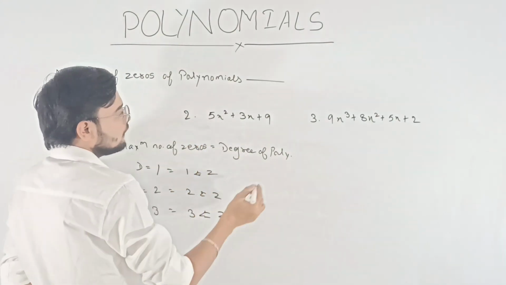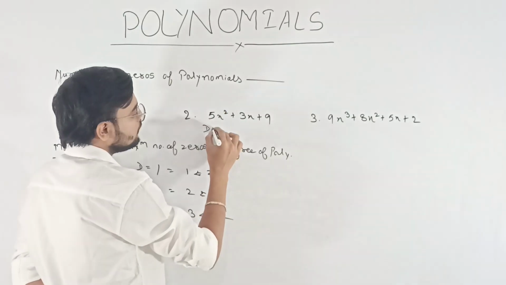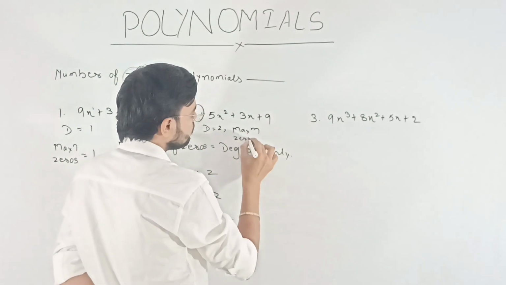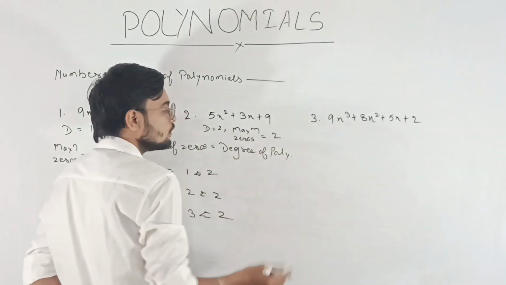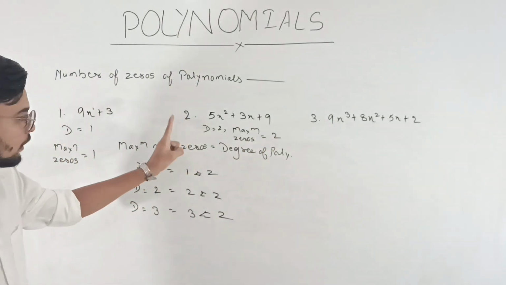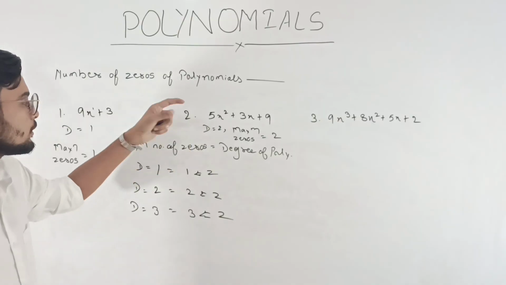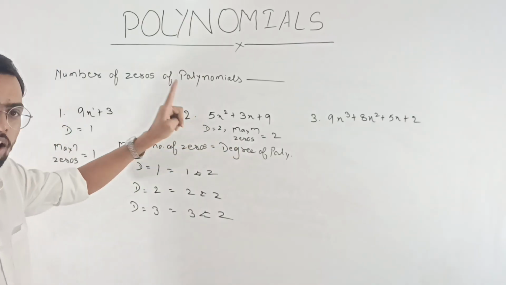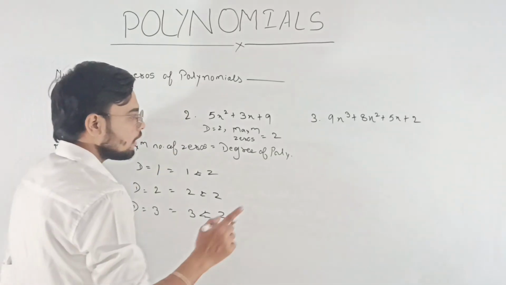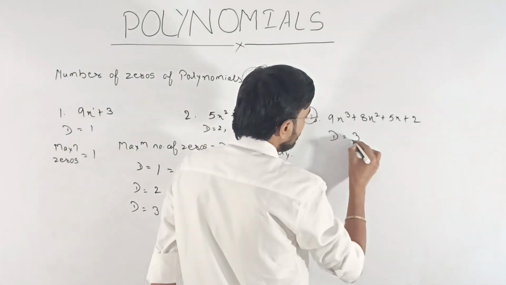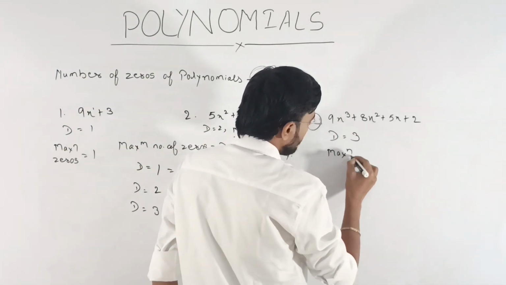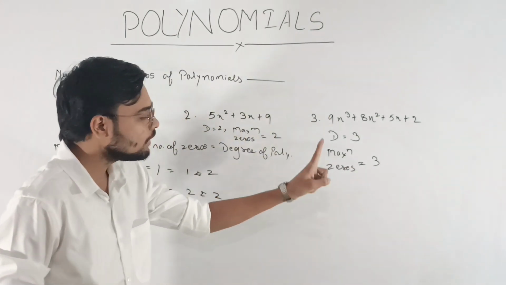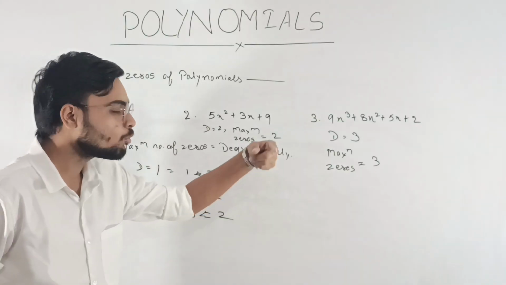Now look at this polynomial. Degree is 2. Highest power is 2, so degree is 2. Then maximum zeros is equal to 2. This polynomial has 1 zero or 2 zeros, maximum 2. This polynomial does not have 3 zeros. Why? Because the maximum number of zeros is 2. Okay, now look, in this case degree is 3, so this polynomial has maximum zeros equal to 3, which means this polynomial has 1, 2 or 3 zeros. Not more than 3 zeros.